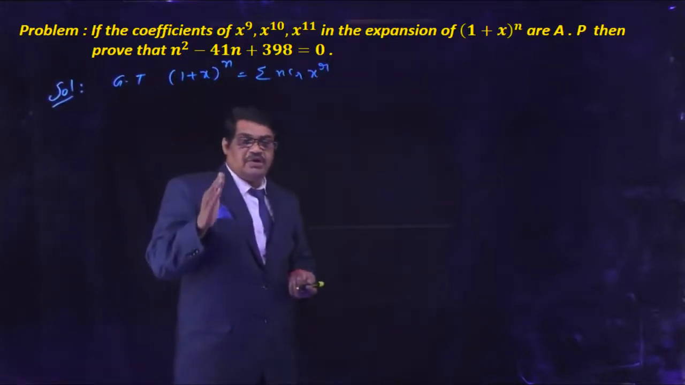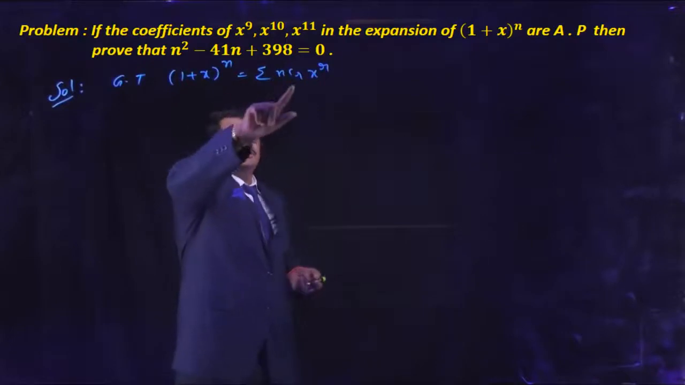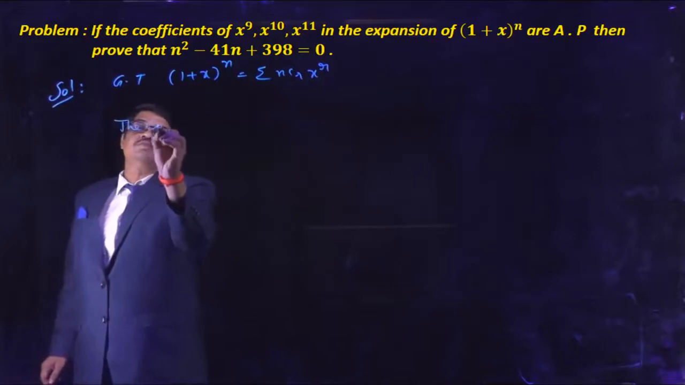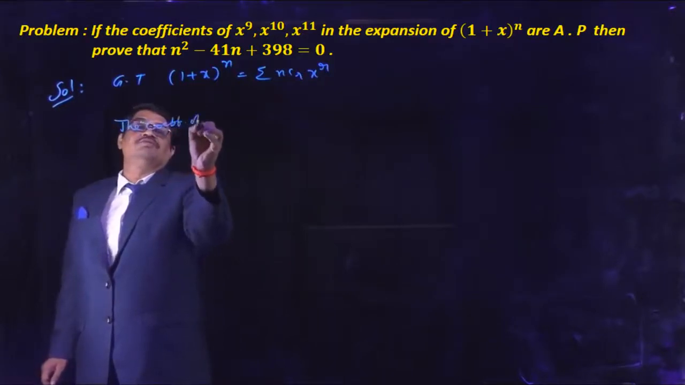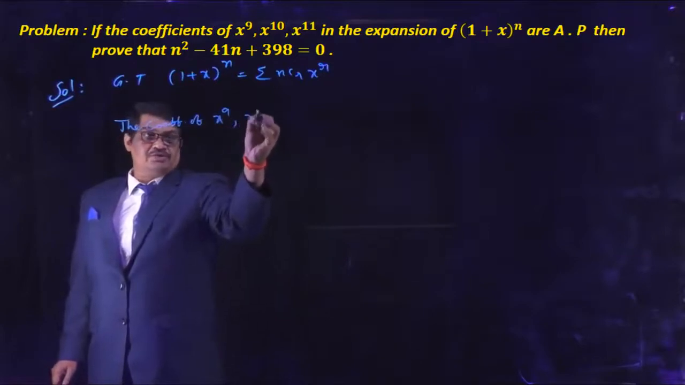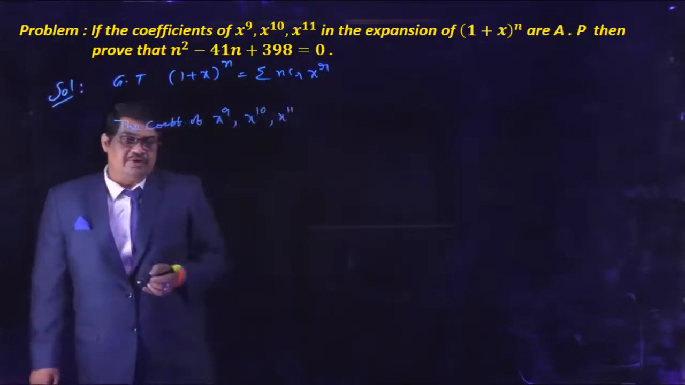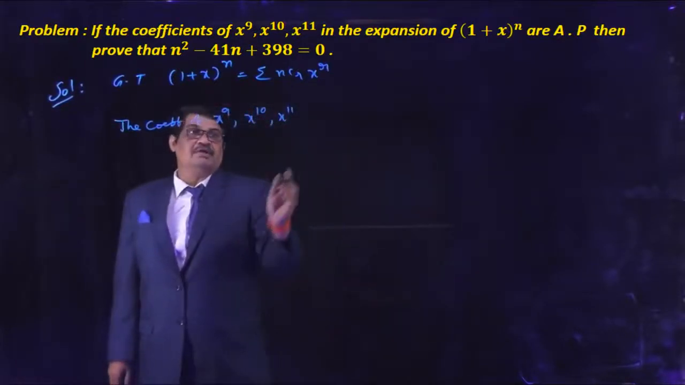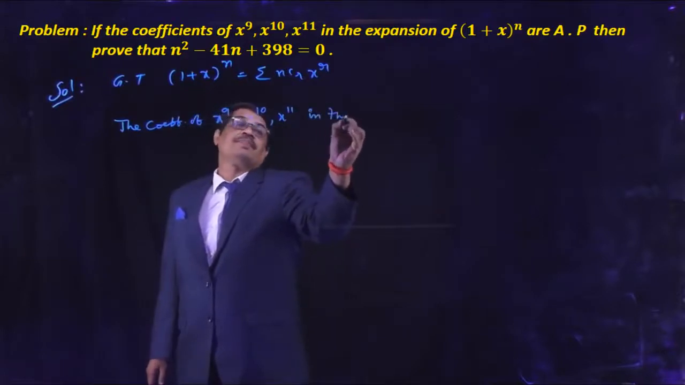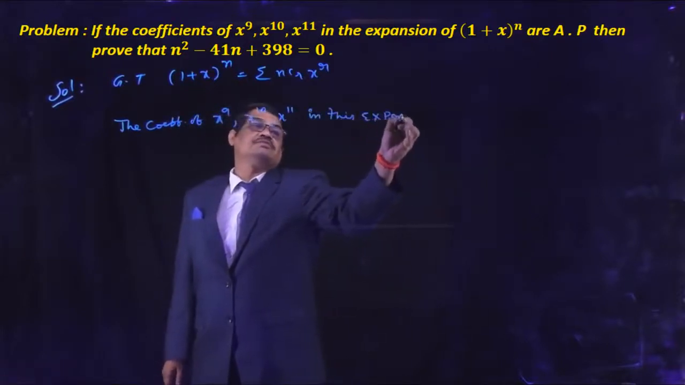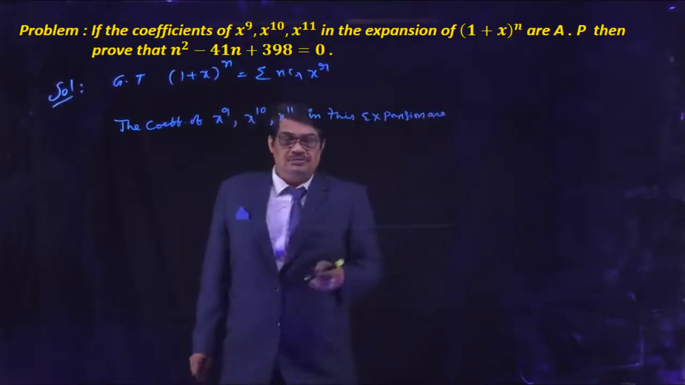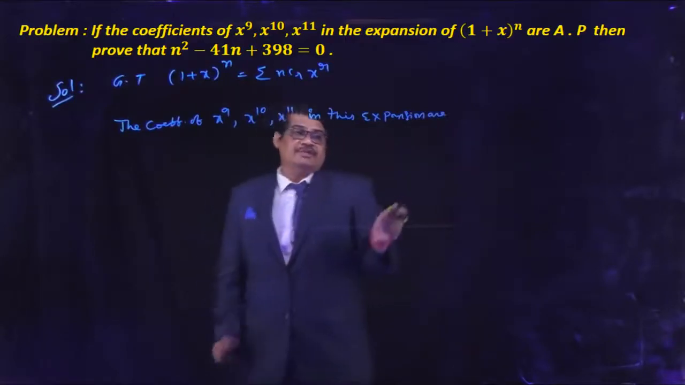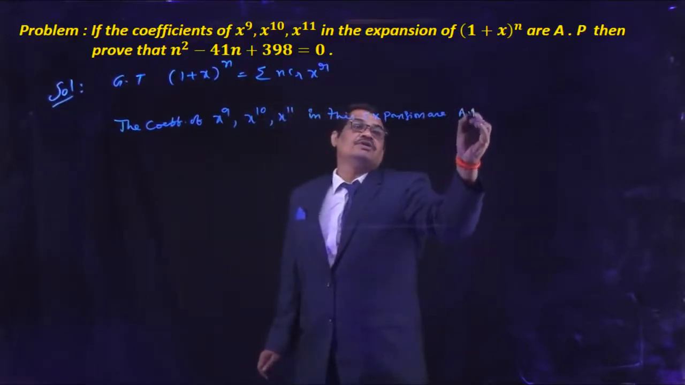x^10, x^11. These are the coefficients we are writing in this expansion. The coefficients of x^9, x^10, x^11 in this expansion are in arithmetic progression, that is in AP.